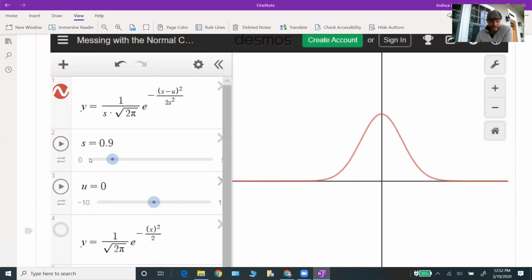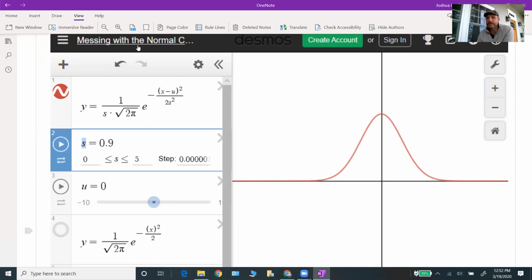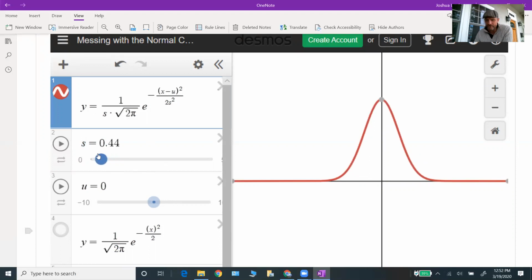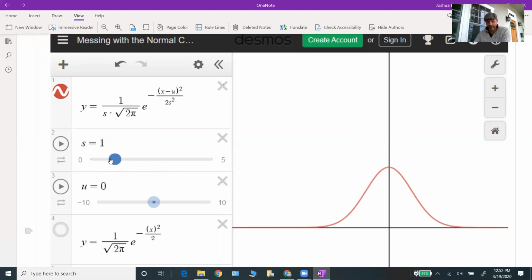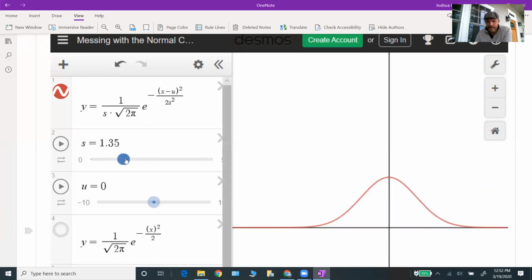Now, I'm going to play with some things here. This S really should be sigma, but I don't have a Greek sigma on Desmos, so I'm using S. But it's standard deviation. I want you to notice what happens when I change the values. As this S increases, meaning greater standard deviation, meaning that the data is spread out more, you might notice that the peak decreases, which forces more area into the tails.